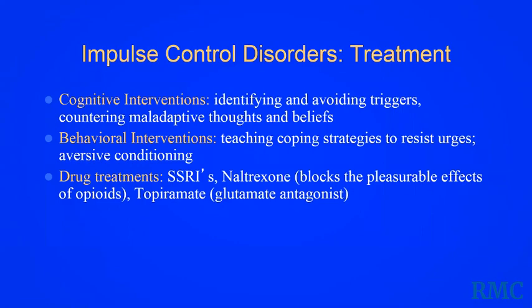So the treatment of impulse control disorders: cognitive behavioral therapy, by identifying and avoiding triggers, countering the maladaptive thoughts, behavioral interventions, teaching coping strategies to resist the urges, and drugs. SSRIs have some evidence of efficacy against intermittent explosive disorder. The other ones are desperate efforts to try to see if they'll work. Makes sense now, naltrexone might help because by blocking mu-opioid receptors, they block the pleasurable effects of opioids. That may be the pathway by which some of these behaviors provide gratification.